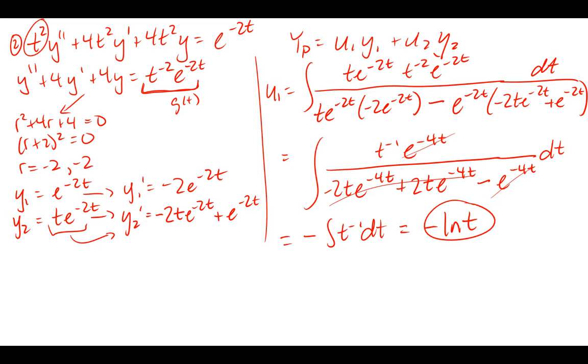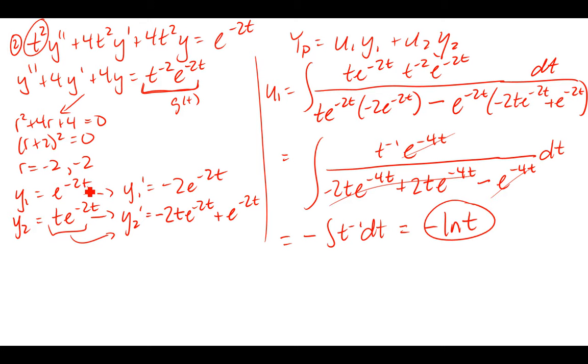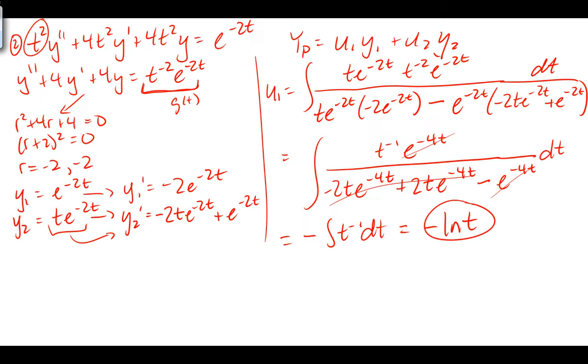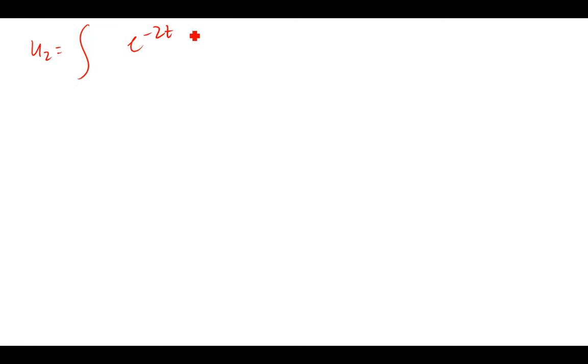All right. So we're halfway there. I've got to do u2 as well. I'm going to run out of space here, so just keep going. I'll start over here. So u2. I'm going to look back for a sec. So u2, I start with y1, so that's e to the negative 2t. And then I have the right-hand side, which is all of that stuff. So t to the negative 2, e to the negative 2t.